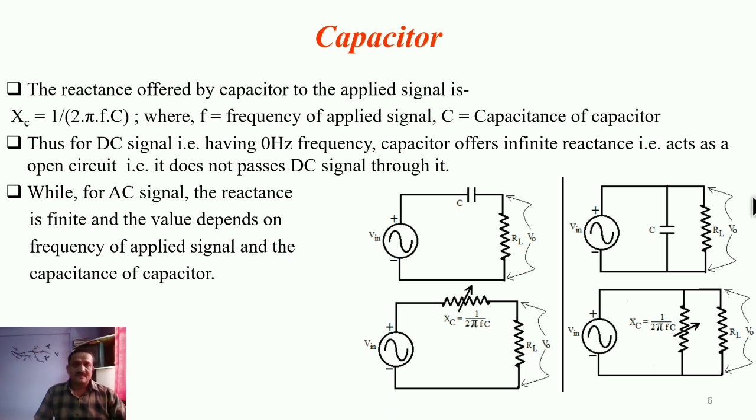Now, you are already familiar with the reactance offered by these frequency dependent components, that is capacitor as well as inductor. It differs from the resistor. See, in case of resistor, whether the applied voltage is a DC voltage or an AC voltage, the resistance of the resistor will not change. It remains constant. That means the resistance of a resistor is independent of the frequency of the applied voltage, but this is not applicable for a capacitor or inductor. In the next topic we will see the inductor also.